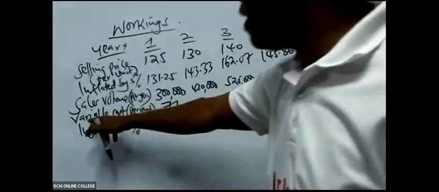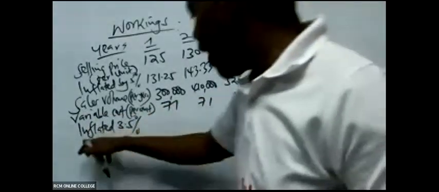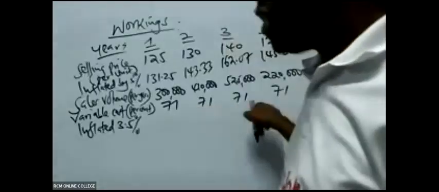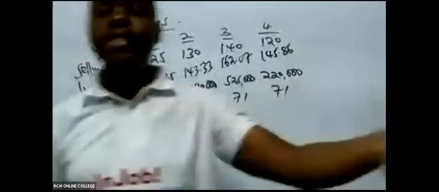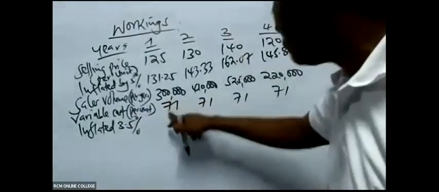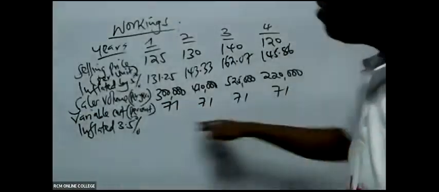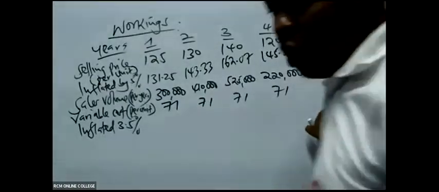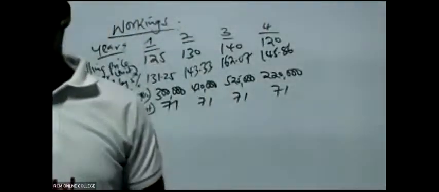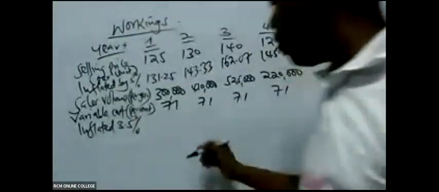Then can we do the same for the variable cost? We cannot say the variable cost will be constant, because the number of years are different. The variable cost per unit for year 1 is 71, but it will not be equal in the other years.